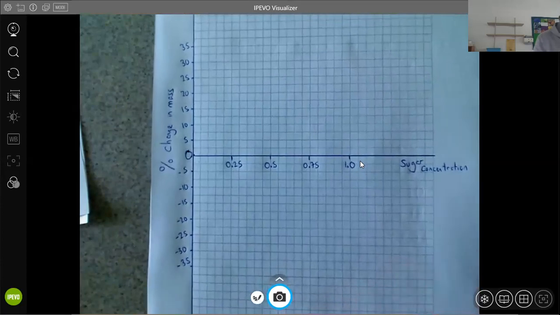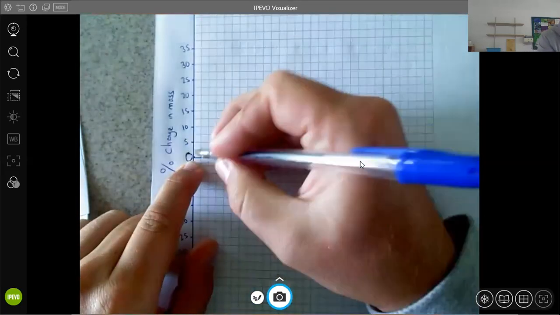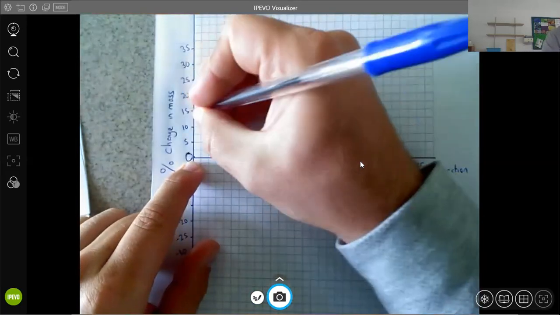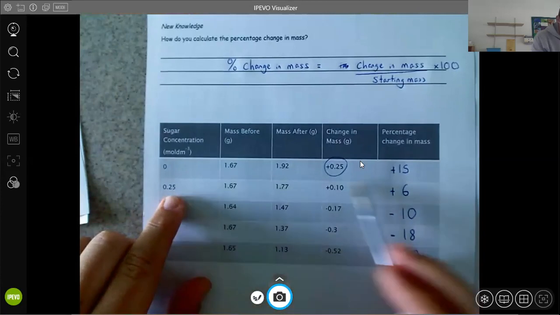Now this is the hard bit. We need to plot the data. Now if we do it together, first of all, here's my data. 0 is plus 15. So here is 0 and there is plus 15. So I'm going to do a cross there. My second one, 0.25 plus 6.